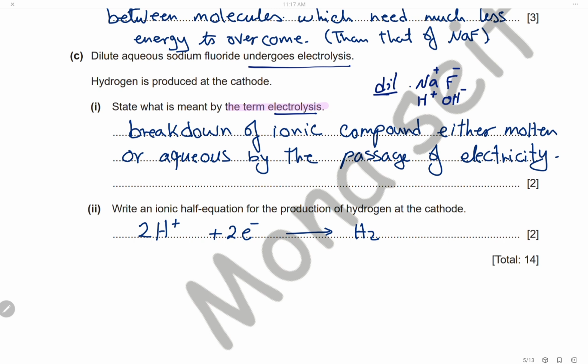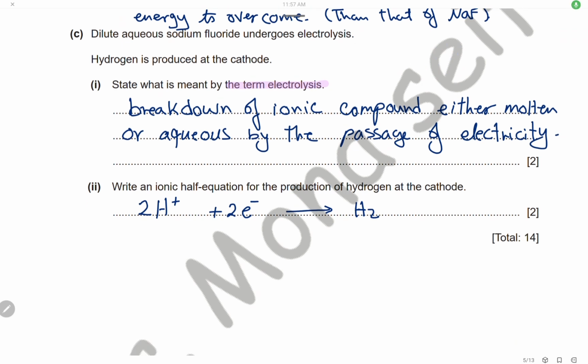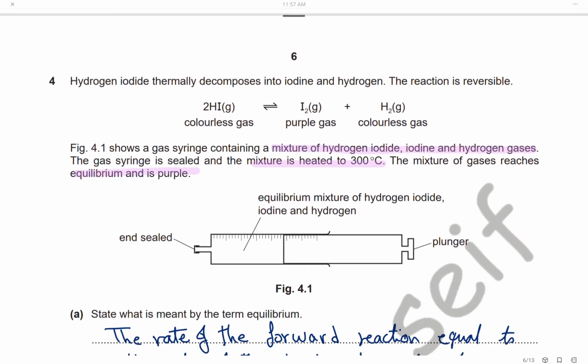Write the ionic half equation for the production of hydrogen at the cathode. Here, sodium is a highly reactive metal, so hydrogen will be produced at the cathode, and the equation for the formation of hydrogen gas at the cathode will be: 2 protons gain 2 electrons to form hydrogen gas. Then we'll go to question 4.